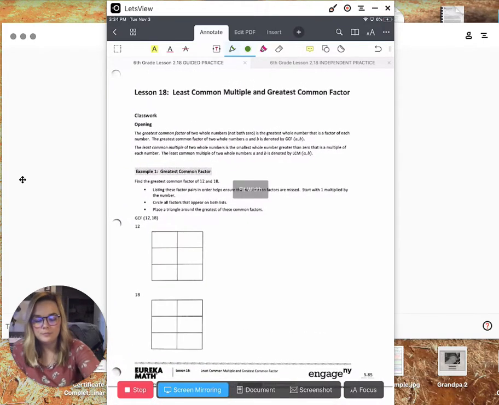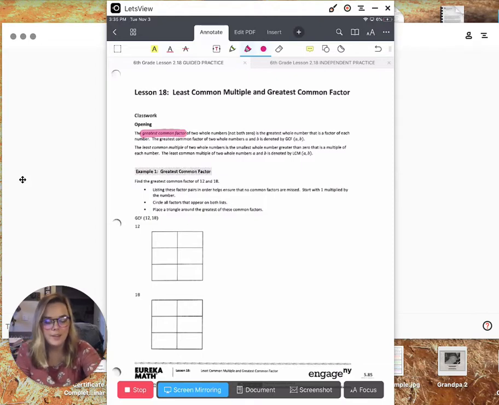So the greatest common factor of two whole numbers that are not zero is the greatest whole number that is a factor of each number. We'll talk a little bit about what factors are here in a minute. Whenever we see greatest common factor, we can think GCF. We can see either of those interchangeably.